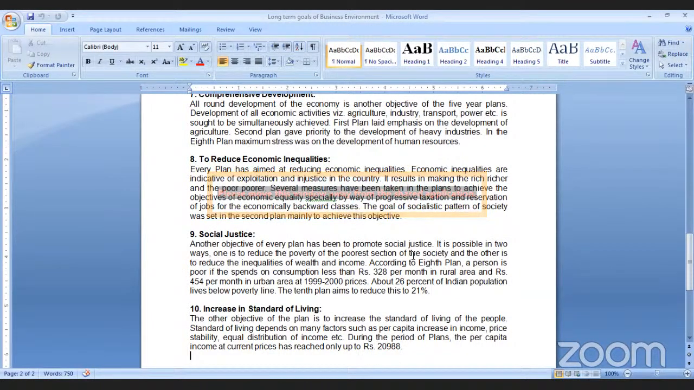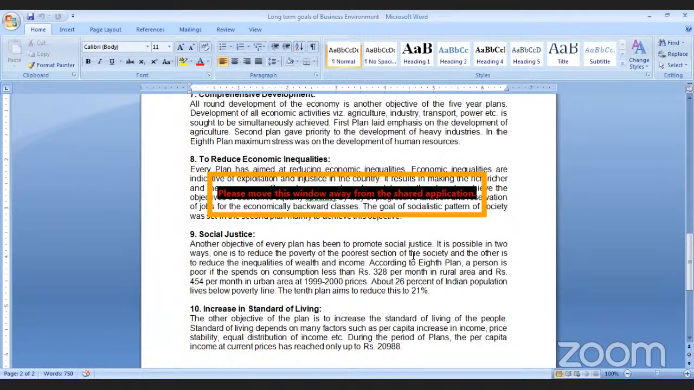It would create price stability. It would create consumption power for the individual. Equal distribution is also made through this, so that the standard of living of individual people increases. So that is the 10 different factors through which we can identify the long-term objective.